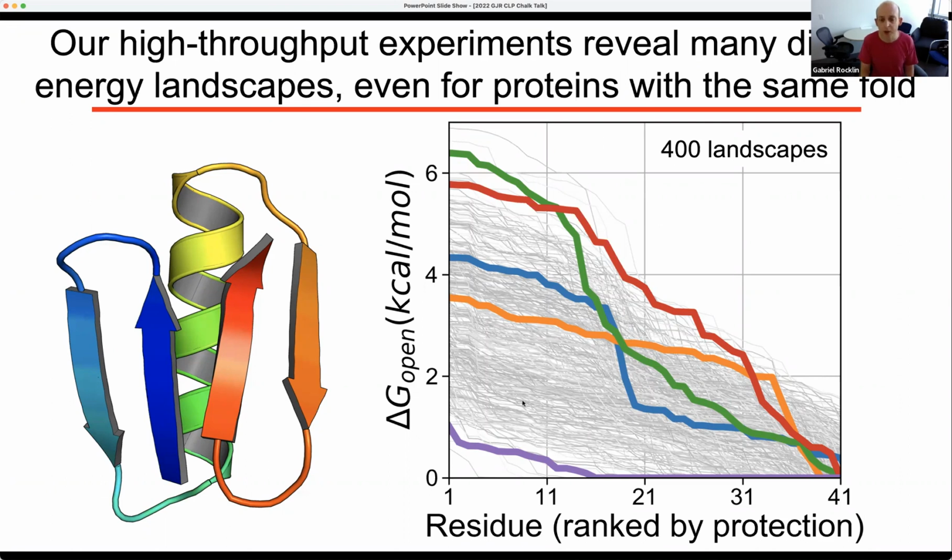Actually, I'm showing 400 landscapes right now, but the postdocs in the lab have actually successfully measured landscapes for about 7,000 proteins, small domains like this. And we're just starting to take all that data and trying to learn what's going on.